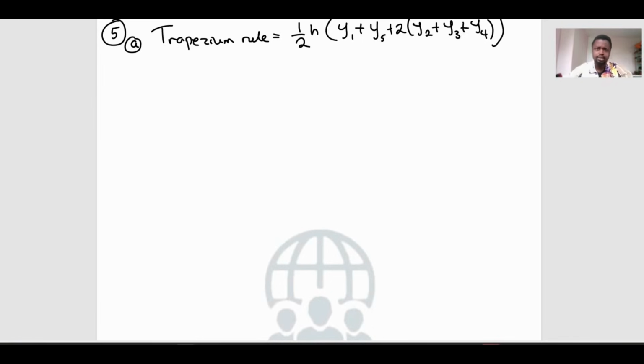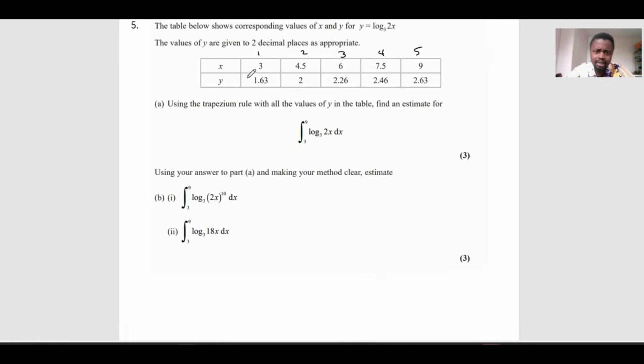There are 2 ways you can get your h. You can get your h looking at how x is increasing. Just do the difference between 2 values of x. So 3 and 4.5, it increased by 1.5. If you notice, each value of x is increasing by 1.5. So with that, you can get the value of your h.